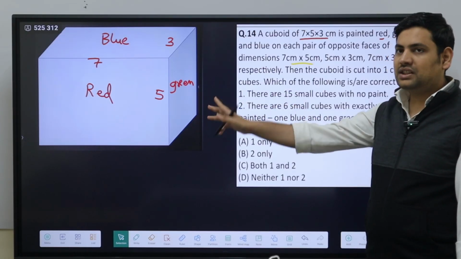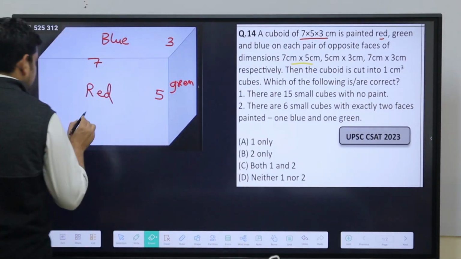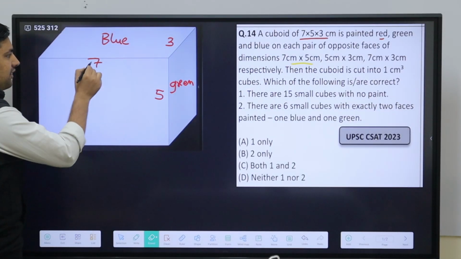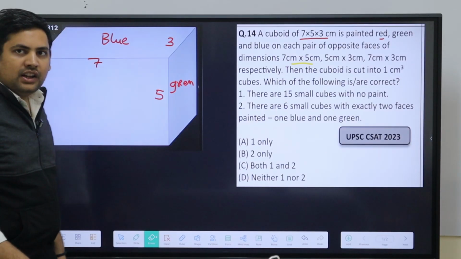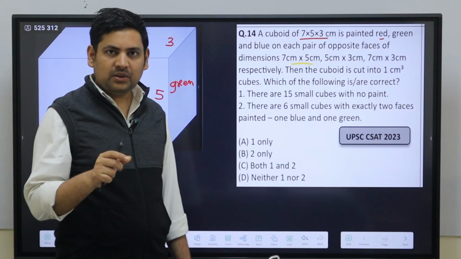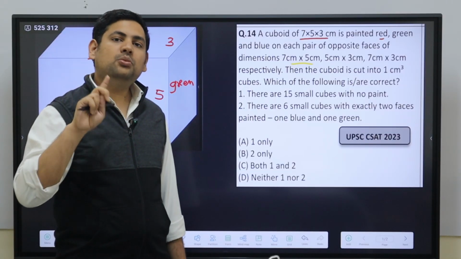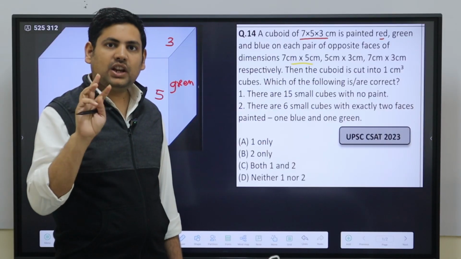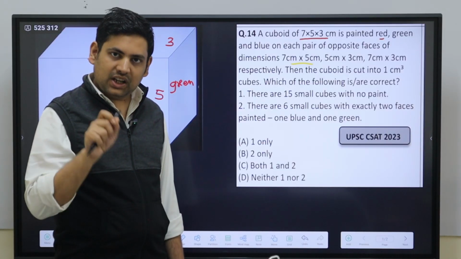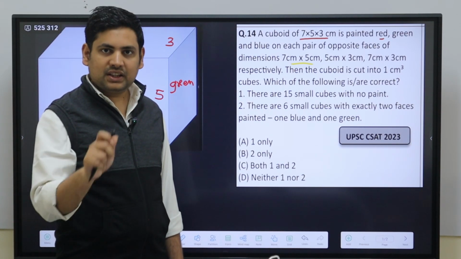So first let's cut this into 1 centimeter cubes. How will I cut this? See, now this is 7 length. If I have to divide it into 1 centimeter pieces, how many pieces will I make? I will have to make 7 pieces of 1 centimeter to cover the 7 centimeters. Now to make 7 pieces, how many cuts do I need to make? I need to make 6 cuts.